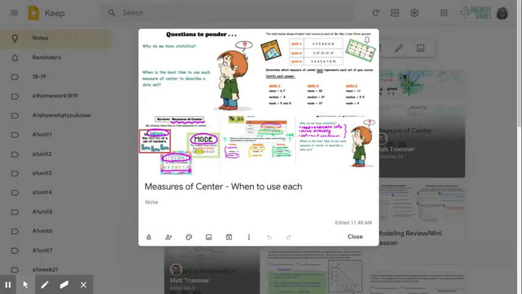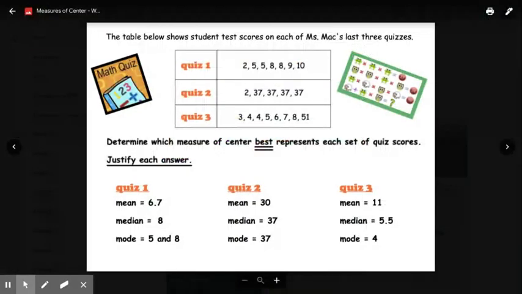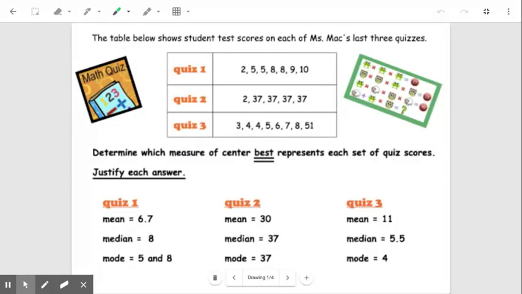All righty, so if we take a look at this example, it says, the table below shows student test scores on each of Miss Mack's last 3 quizzes. So quiz 1, quiz 2, and quiz 3. And you'll notice up here that I already have all these data points in order lowest to highest for each one of these quizzes.